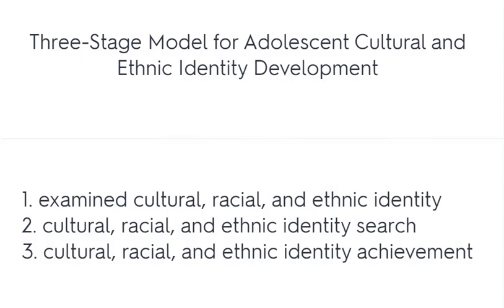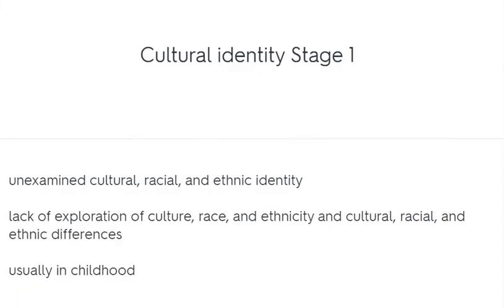3-stage model for adolescent cultural and ethnic identity development. 1. Examine cultural, racial, and ethnic identity. 2. Cultural, racial, and ethnic identity search. 3. Cultural, racial, and ethnic identity achievement. Cultural identity. Stage 1. Unexamined cultural, racial, and ethnic identity, lack of exploration of culture, race, and ethnicity, and cultural, racial, and ethnic differences, usually in childhood.